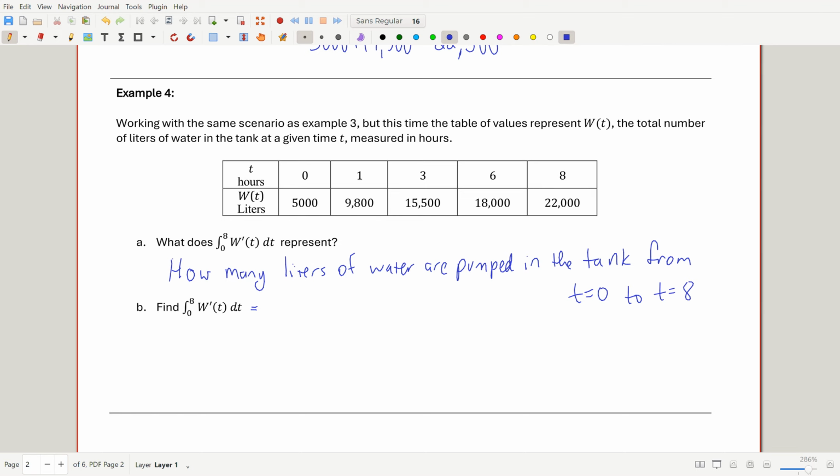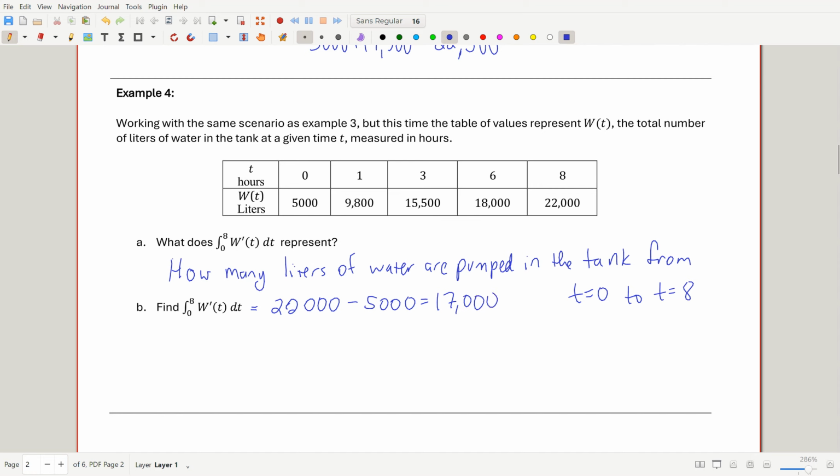So actually what this is, guys, what's really going on here, but you're right, if you know what it means in context, well, how many liters of water were pumped in? We went from 5,000 to 22,000, so we have to subtract those out, and that gives us 17,000.